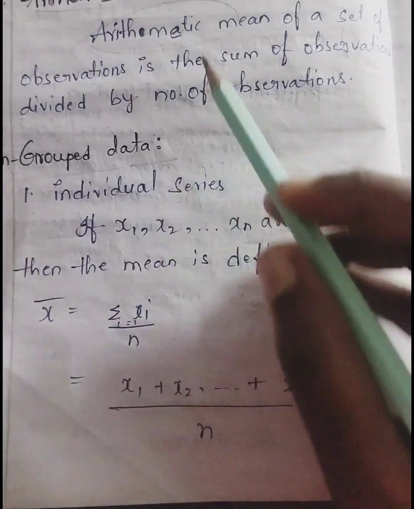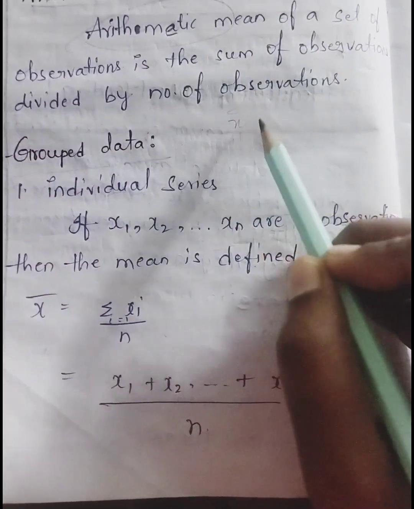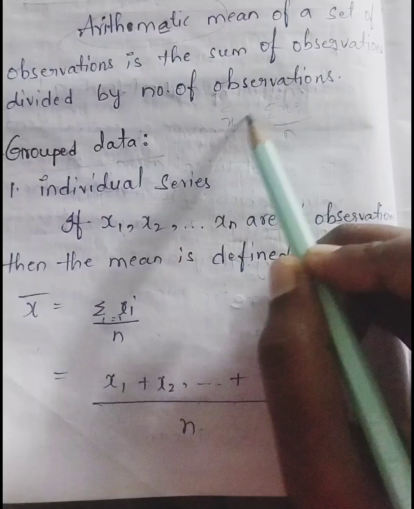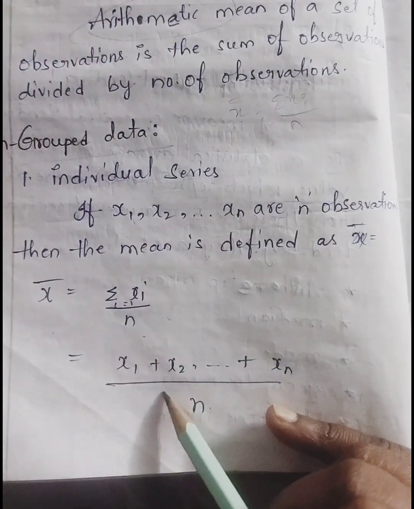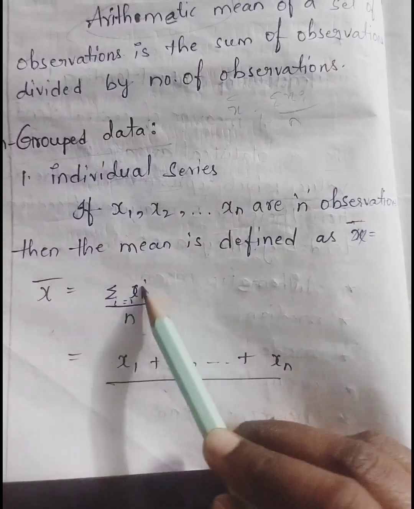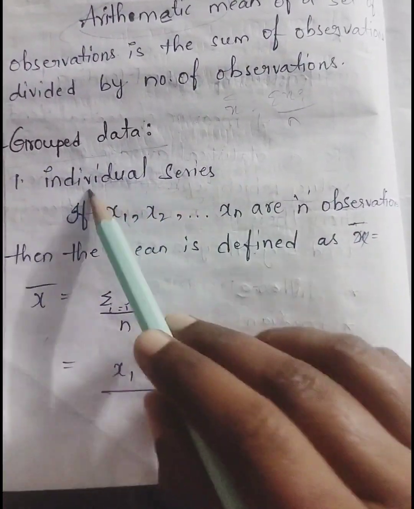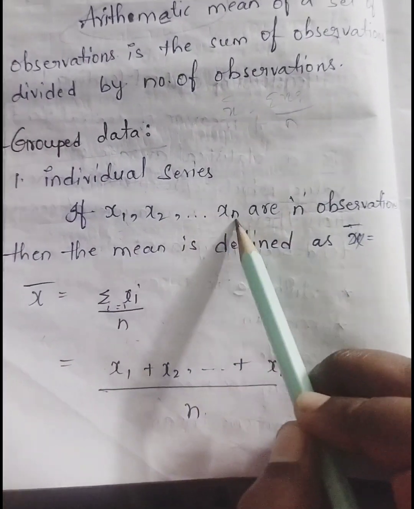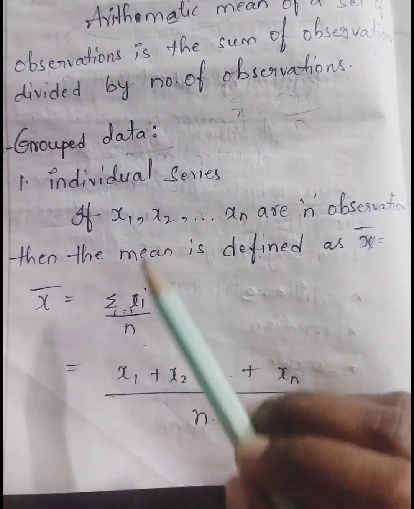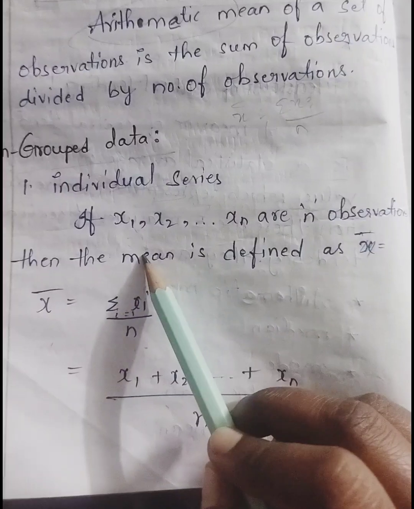Generally the arithmetic mean formula is x bar equal to summation xi by n. This is sum of observations divided by number of observations. That is what individual series is. Same formula, summation xi divided by n, in case of individual. What is individual series? If only the observations are given, like x1, x2, x3, so on, xn, then only you have to apply this individual series. So this is the first formula, individual series.